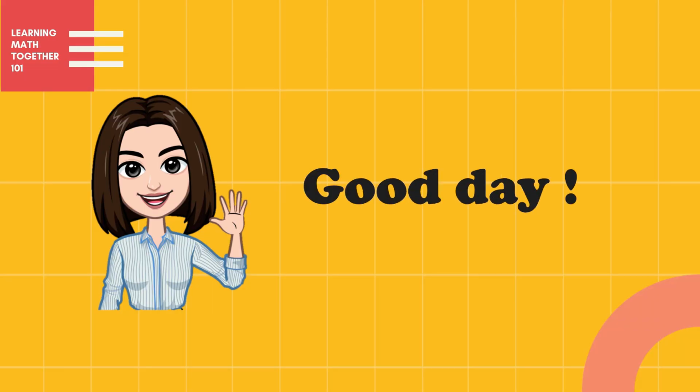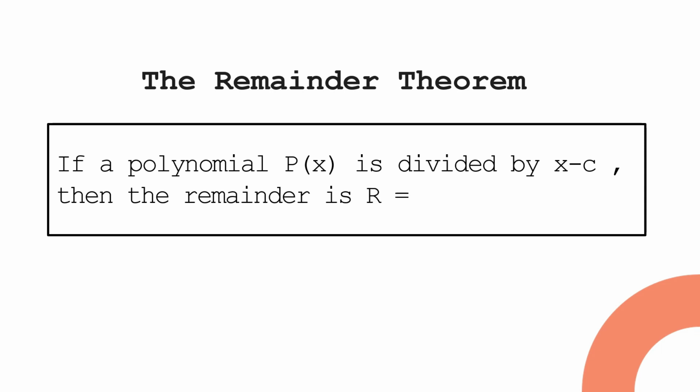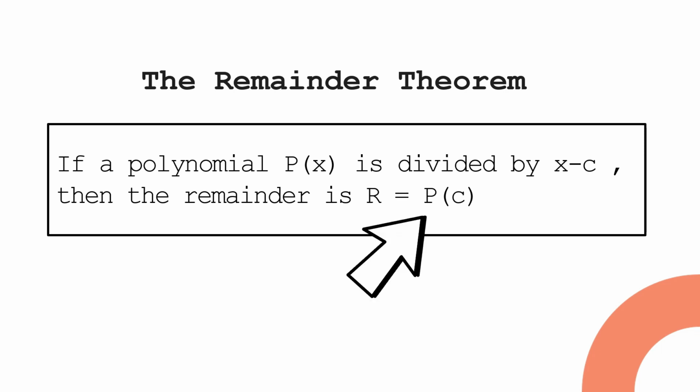Good day everyone. In this video, we will discuss the remainder theorem. The remainder theorem says that if a polynomial p of x is divided by x minus c, then the remainder is r equals p of c. Meaning, for us to get the value of the remainder, we just have to get the value of x, which is equal to c, and then solve for p of c. We'll get to understand this better if we discuss the examples.